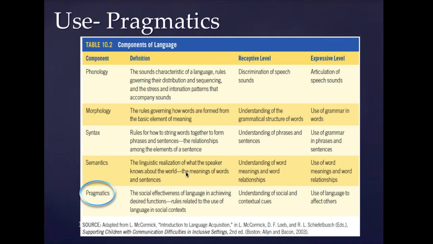Now, the final area of language that we're going to discuss is use or pragmatics. I like to think about this as social skills. The definition they give is the social effectiveness of language in achieving desired functions, rules related to the use of language in social context. So on a comprehension level, that's going to be understanding social and contextual cues. And on an expressive level, that's going to be the use of language to affect others.